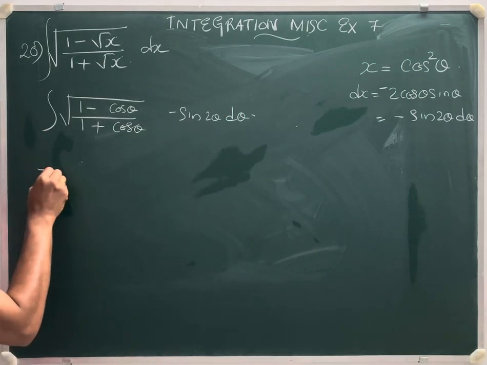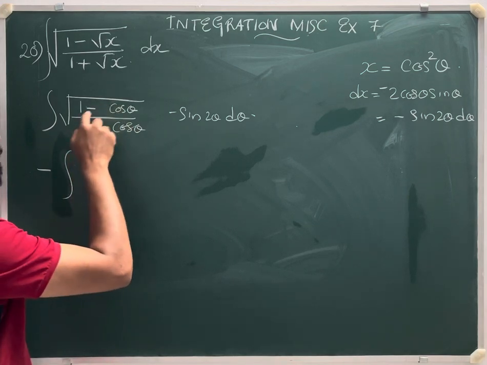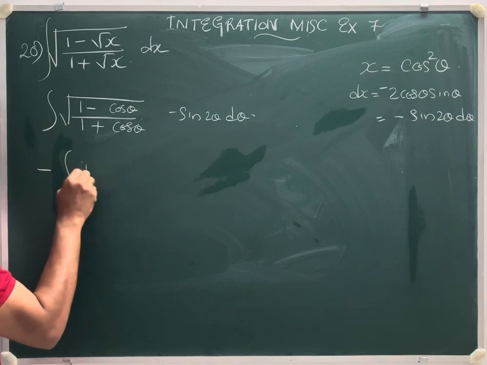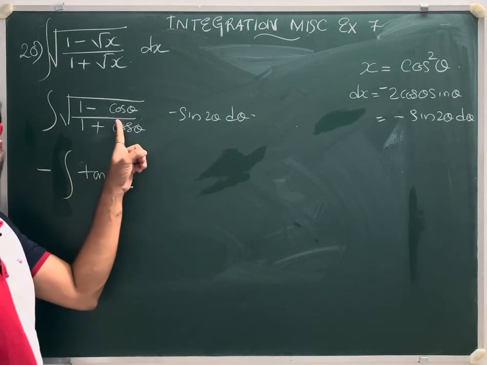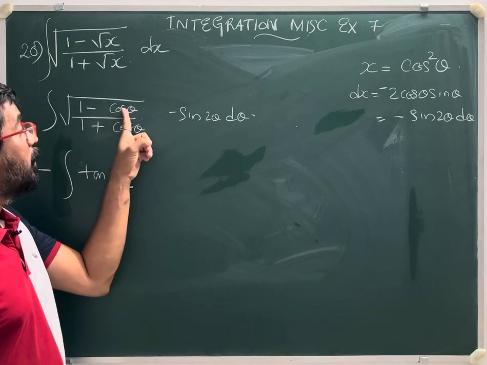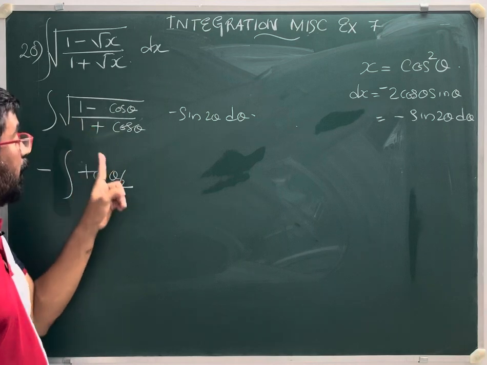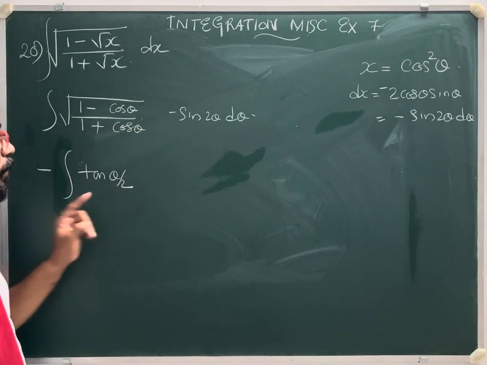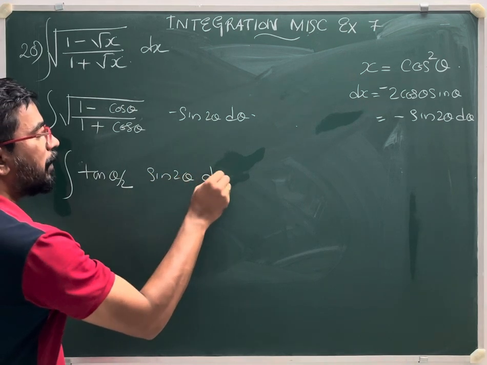So let me keep that minus outside. This will become root of tan square theta by 2, so that will become tan theta by 2. Children, this is using the formula only. Either you can use this as 2 sin square theta by 2, 2 cos square theta by 2, 2 cancel, tan square theta by 2. Square and this square root cancel, so you get tan theta by 2. Then this is sin 2 theta d theta.